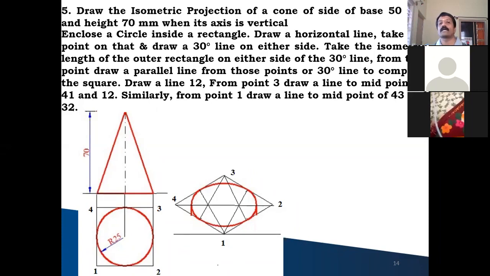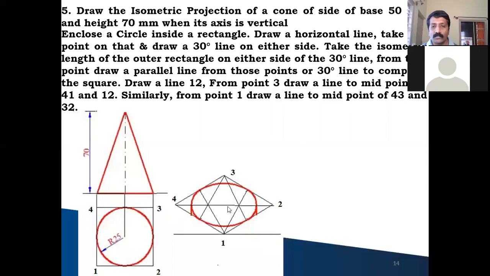Now within this box, we need to construct the ellipse, because the circle will look like an ellipse in the isometric projection. So how to draw the ellipse? This is the third or fourth time we are drawing this ellipse. So how to do it? It's the four-center method. How to do this?